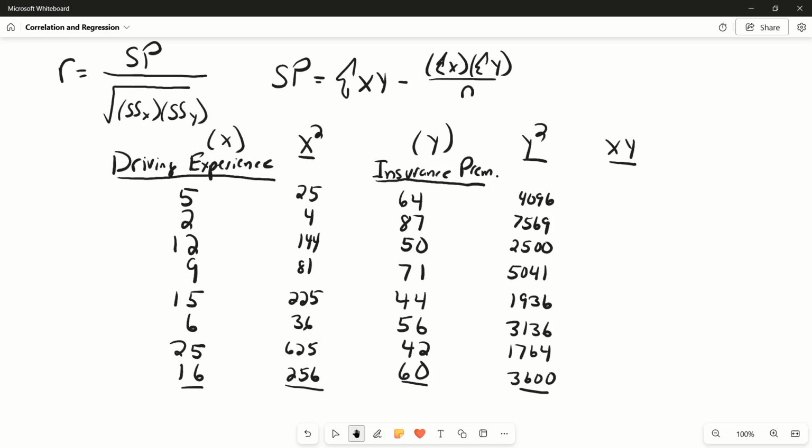And then we're going to do the XY. So we're going to take our X value and multiply by the corresponding Y value. So 5 times 64 gives me 320. 2 times 87 gives me 174. 12 times 50 gives me 600. And we're going to keep doing that, X times its corresponding Y value.